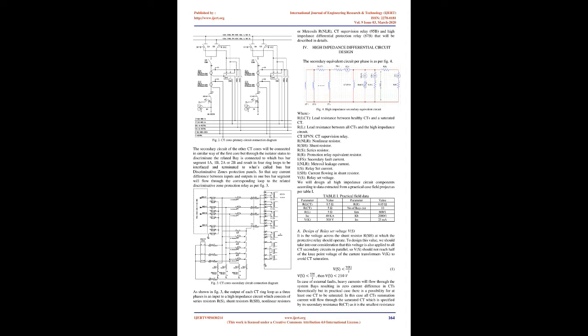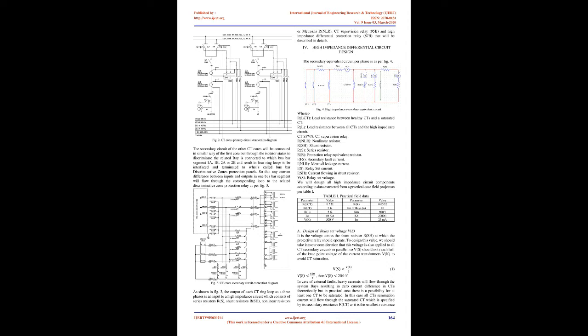4. High impedance differential circuit design. The secondary equivalent circuit per phase is as per Figure 4. Fig 4. High impedance secondary equivalent circuit where R_L,CT is the lead resistance between healthy CTs and a saturated CT, R_L is the lead resistance between all CTs and the high impedance circuit, CTS is the CT supervision relay, R_NLR is the nonlinear resistor, R_SH is the shunt resistor, R_S is the series resistor, and R_R is the protection relay equivalent resistor.